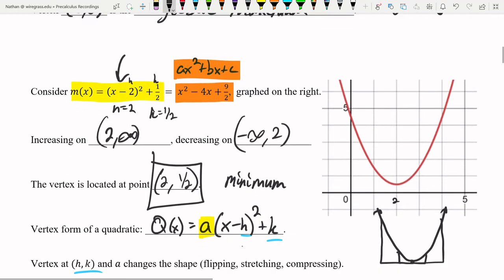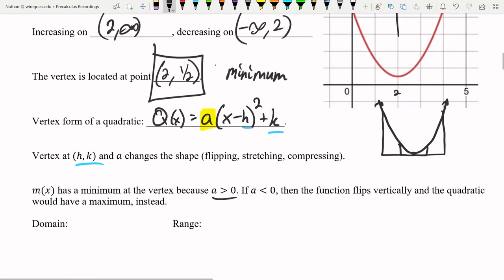Now, this a is actually the same a in the standard form of a quadratic. It's the same value. So you'll know by looking at the standard form or the vertex form if it's a normal upward or flipped one. This is called open up because the quadratic opens upward. And if it's flipped downward, it's called open down. That's just a minor thing though. You'll know if it has a minimum or a maximum depending on what value a is.